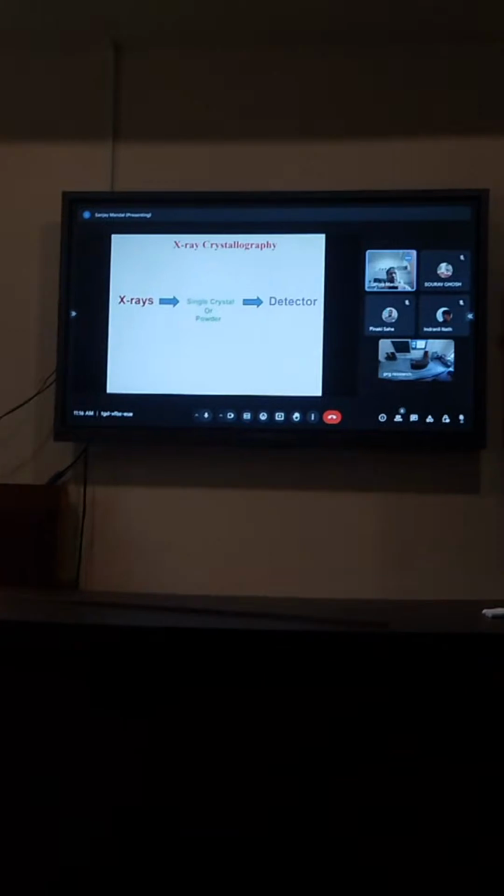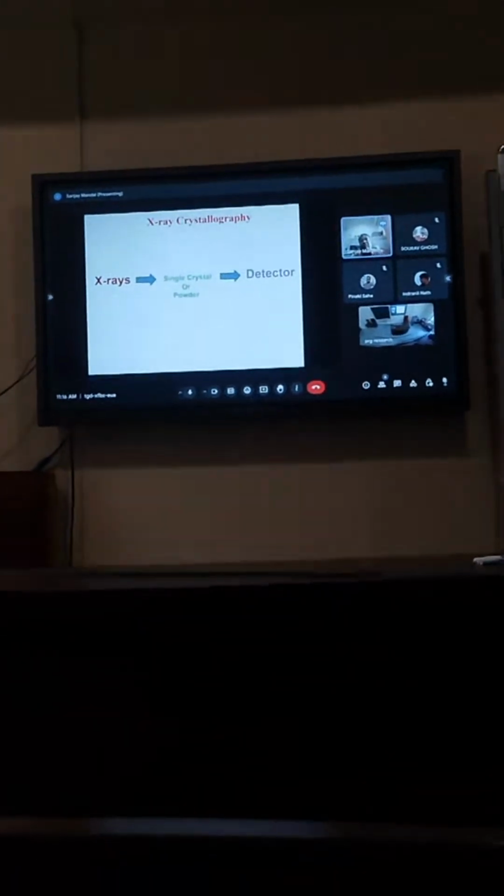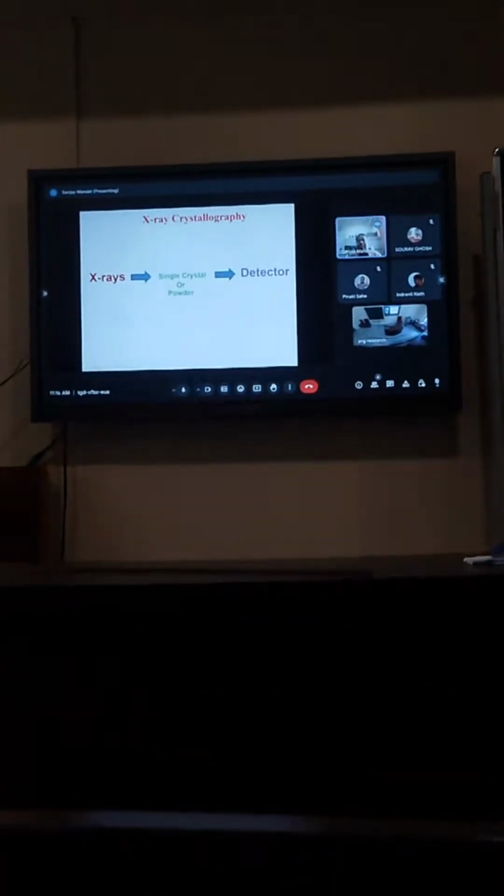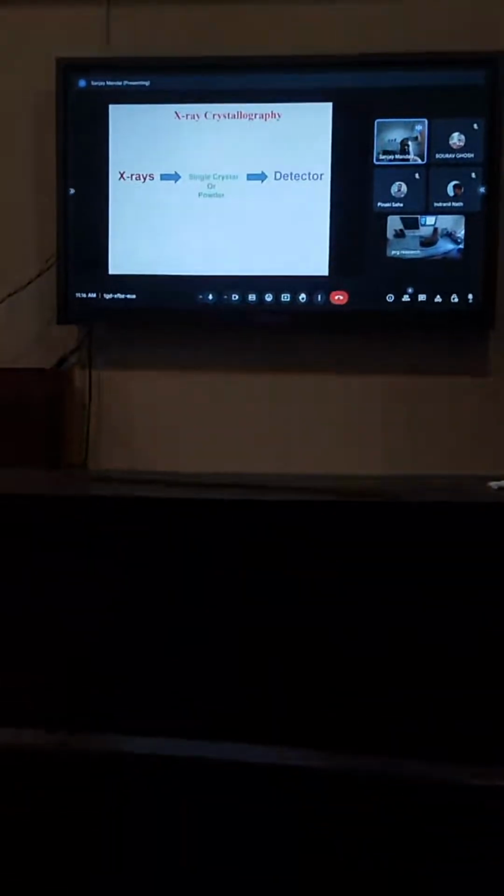For example, a carbon-carbon single bond is 1.54 angstrom. Therefore, my source should have a wavelength in the angstrom region, and X-ray happens to have that. That's why we use X-ray. And of course, to detect that interaction, which we call diffraction, we use a detector. And then a lot of mathematics is involved to give you the information.